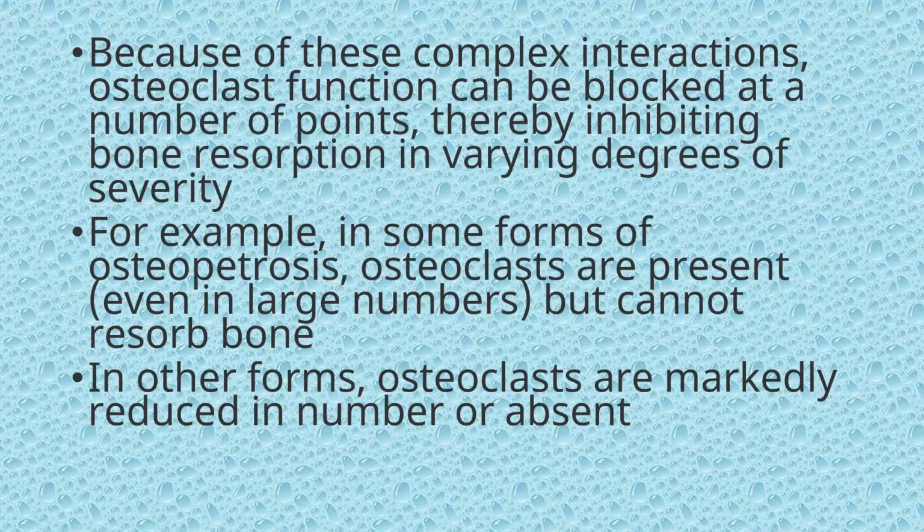For example, in some forms of osteopetrosis, osteoclasts are present even in large numbers but cannot resorb bone. You find that there is no brush border to indicate that there is any resorption occurring. In other forms, osteoclasts are markedly reduced in number or even absent. So in areas you see a huge number, but there's no brush border due to pseudopods, which are involved in resorbing bone during the remodeling process while they are in Howship's lacunae. On the other hand, you see complete absence of osteoclasts, and in other cases, you see osteoclasts which are present in sufficient quantities but are not functioning.